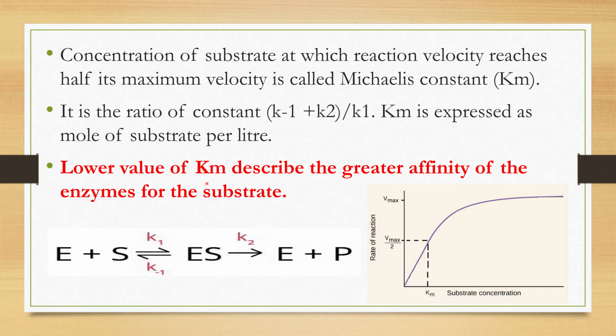Now what is the importance of Km? The lower the value of Km, the greater the affinity between enzyme and substrate. So if your value is low, that means enzyme and substrate have greater affinity for each other. If your value of Km is high, that means the enzyme and substrate have low affinity for each other.